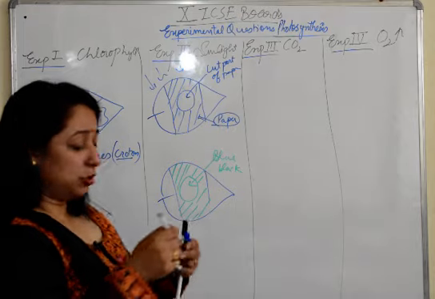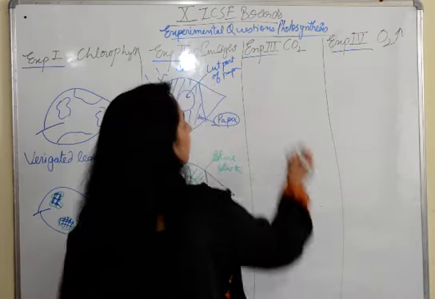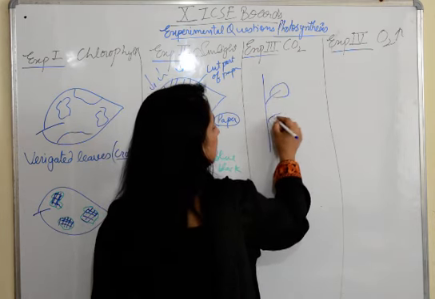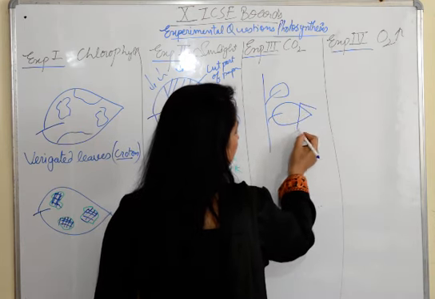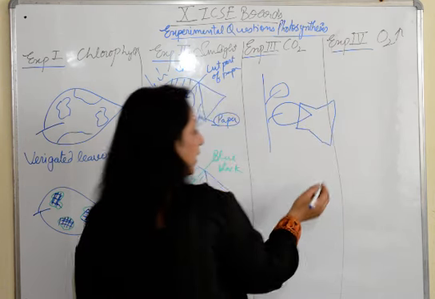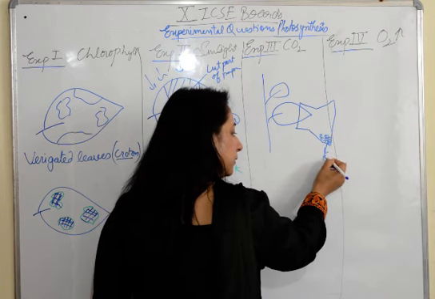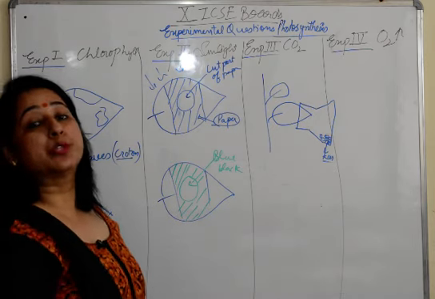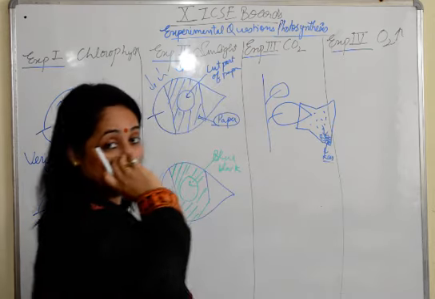Next is CO2 is important for the process of photosynthesis. What do we do here? There is a plant. With any of the leaves, we just attach a flask here. Here we place KOH crystals, potassium hydroxide. These KOH crystals have a tendency to absorb CO2, so whatever CO2 is there in the flask will be absorbed by these crystals.